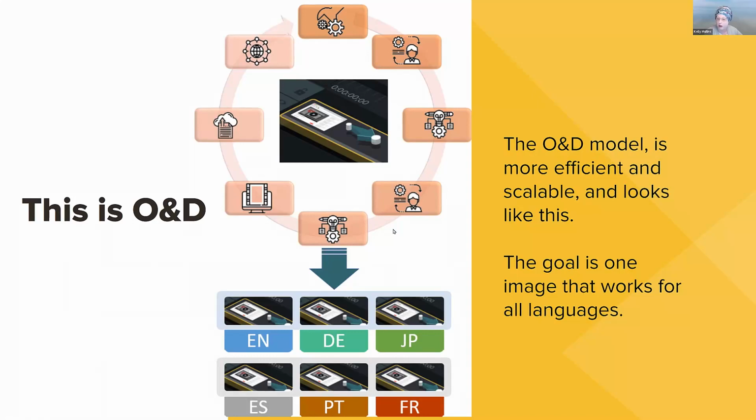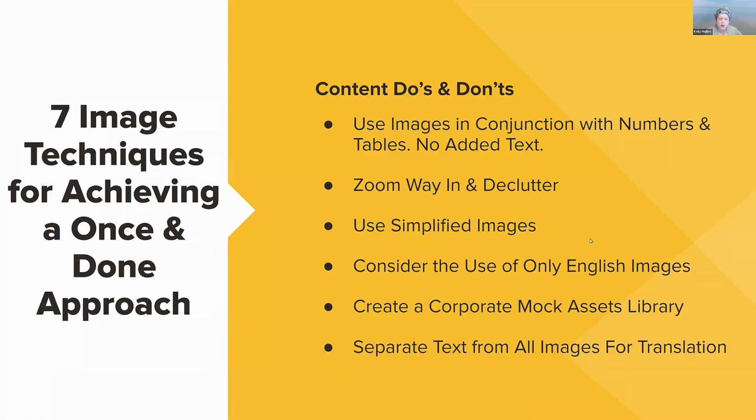So let's see what else we have on the next slide. We're going to address that question a little bit more when we get into our tips. There are image content do's and don'ts, and this is something that you can take directly back to your team and start talking about today. There's content that you don't want to use that you can't localize. One of the do's is to use images in conjunction with numbers and tables. Don't add text directly on your images anymore.